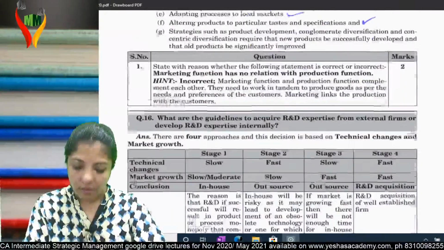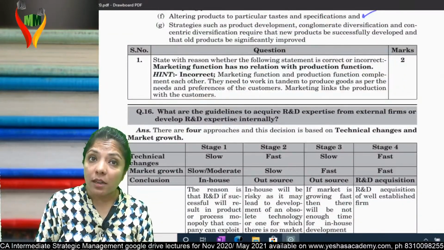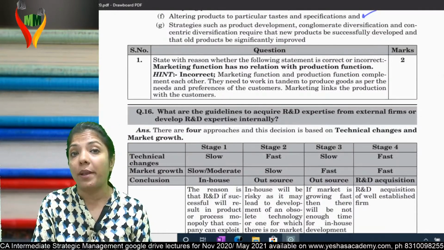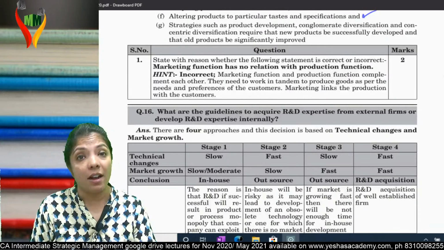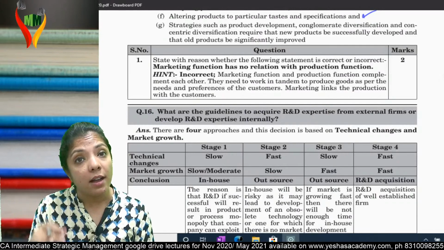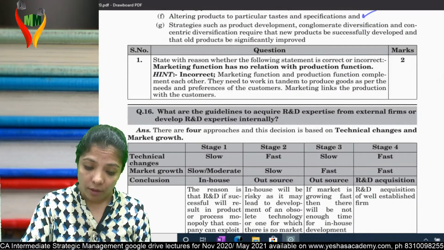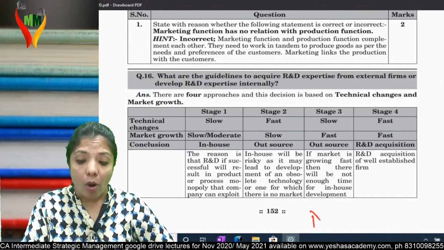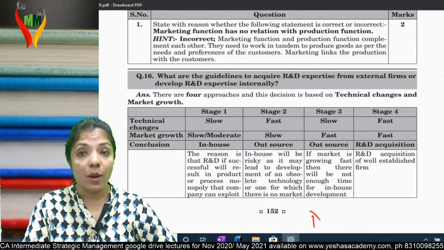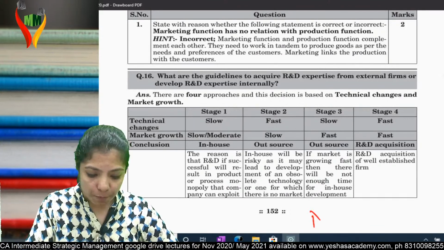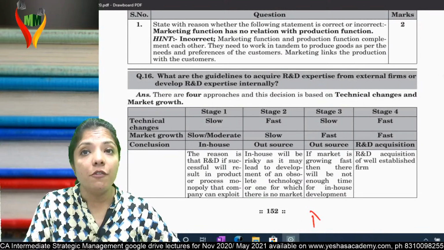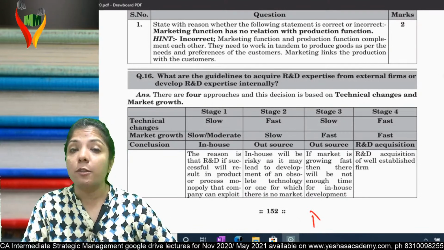Now question number 16 and question number 17 have not been asked till date in your exam. I don't know why. Never asked. But I personally feel the things which they have never asked can be asked to make the paper difficult. What is question number 16? What are the guidelines to acquire R&D expertise from external firms or develop R&D expertise internally?